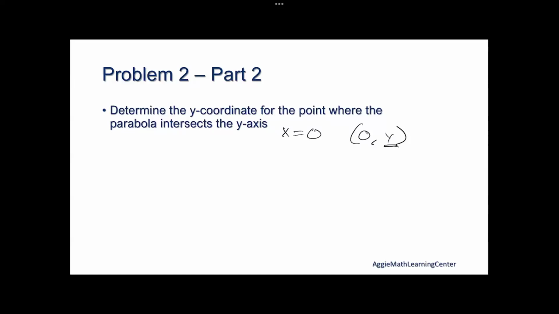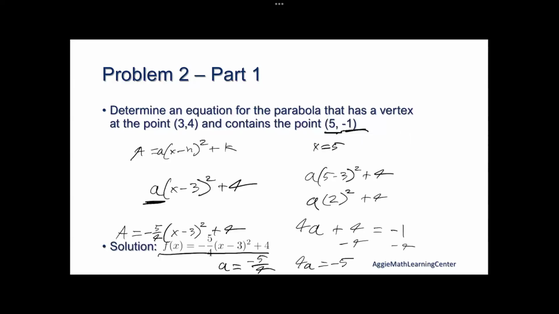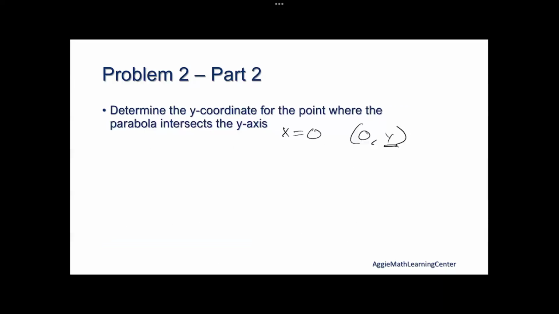So we need to find where x is equal to 0, and we're trying to find our y value right here. So let's grab our equation of our parabola from the previous problem. We got negative 5 fourths times x minus 3 squared plus 4. And we are finding where it intersects the y-axis.